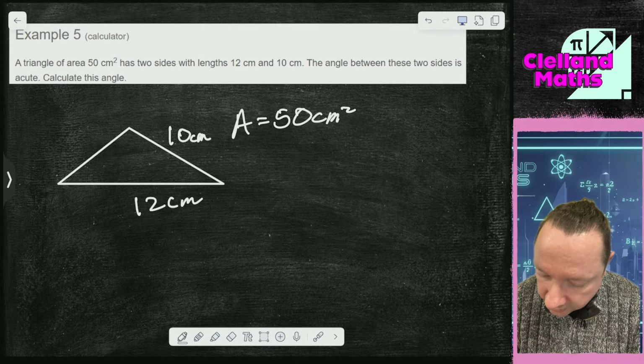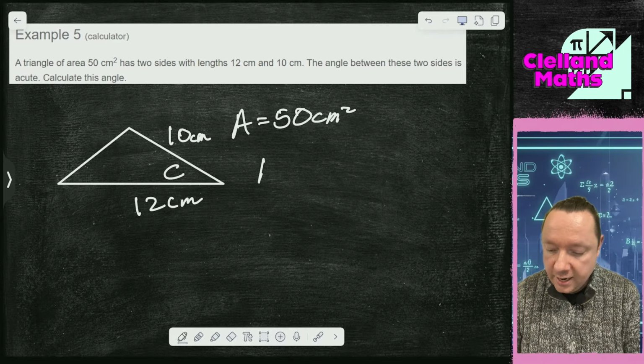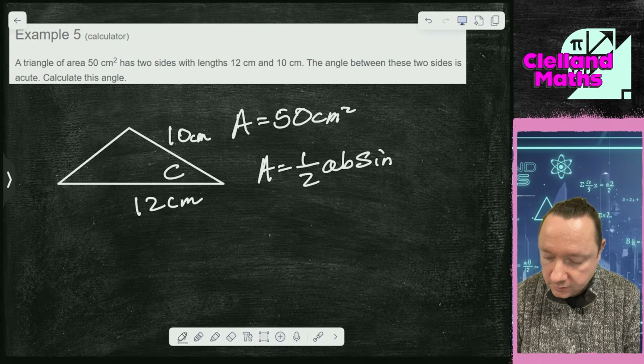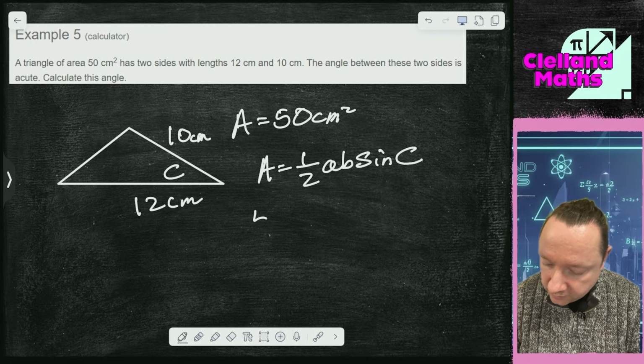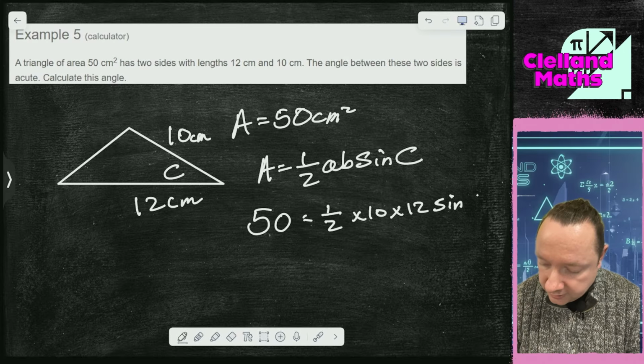I'll just pick the 2 sides. And we'll have to find the angle in between. Let's just call that angle C then. Area equals a half AB sine C. So area is 50. That equals a half times 10 times 12 sine C.